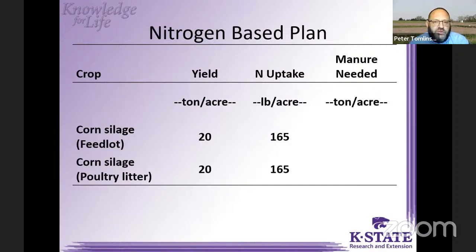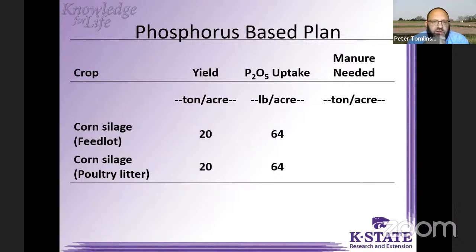So just to do this math, we set up a yield to figure out the nitrogen uptake, and so yield of 20 tons to the acre on that corn silage, and uptake for that about 165 pounds of nitrogen per acre. And so in terms of the manure that's going to need to be applied, 10 tons to the acre on the feedlot and 2.5 tons to the acre on the poultry litter. Now, if we think about that same scenario, but now we're thinking in terms of P2O5, we're going to need 64 pounds of P2O5 per acre to meet the phosphorus needs of that corn silage. And so we're looking at tons per acre, 5.2 on the feedlot and 1.3 on the poultry litter.